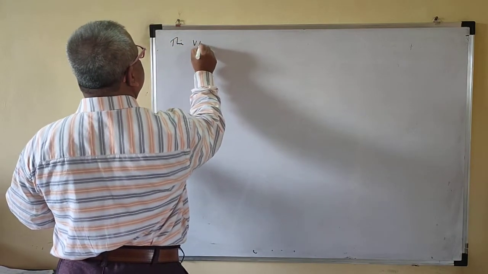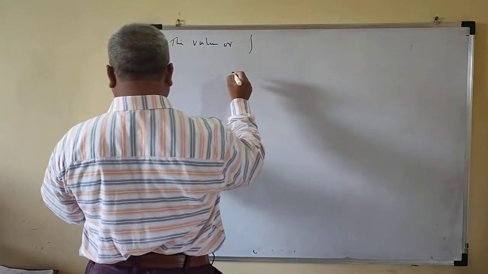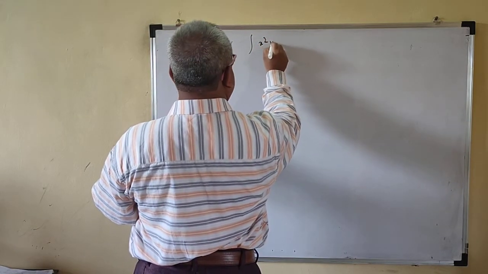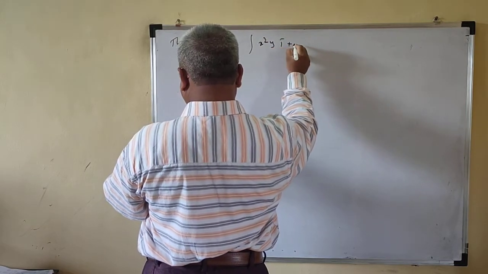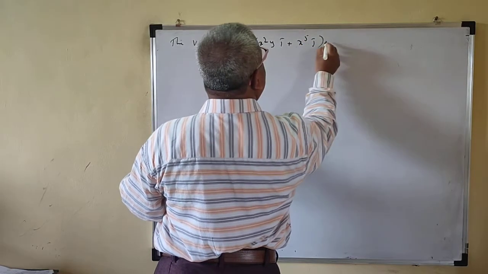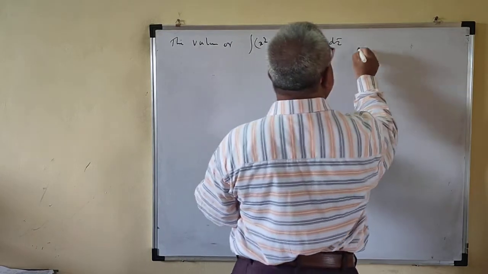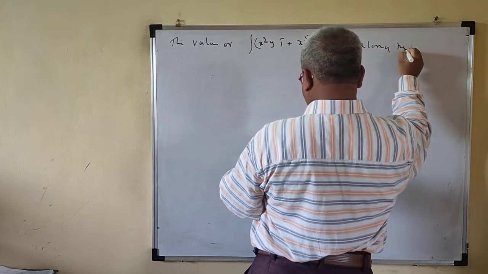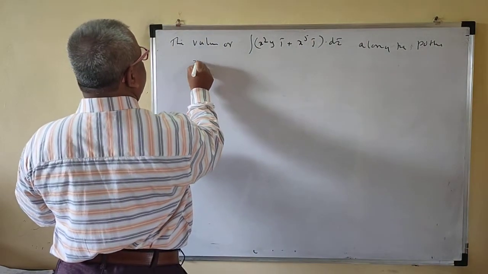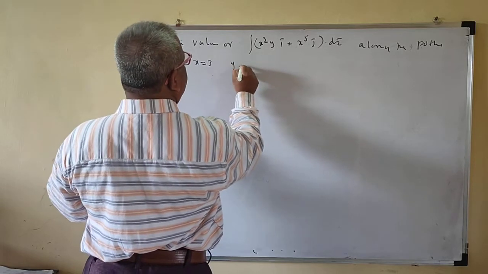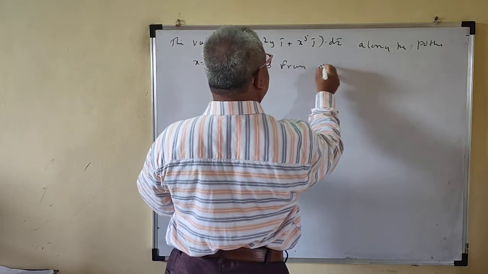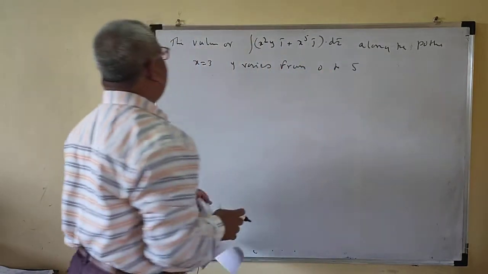Next. The value of integral over c of x square y i bar plus x to the power 5 j bar dot dr bar along the path x is equal to 3, y varies from 0 to 5.